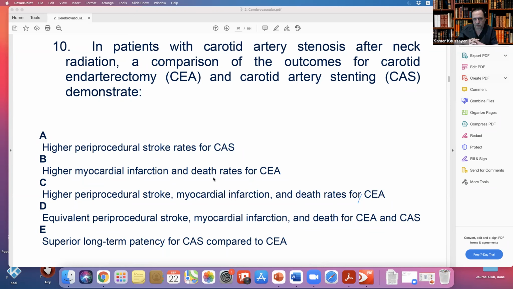And mainly asymptomatic carotid stenosis, guys. Always review asymptomatic carotid stenosis. There will be a ton of questions about it, you know? All right?